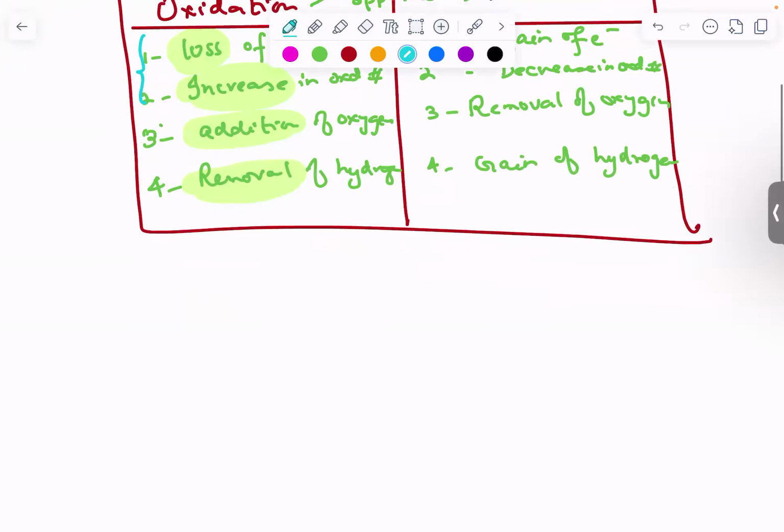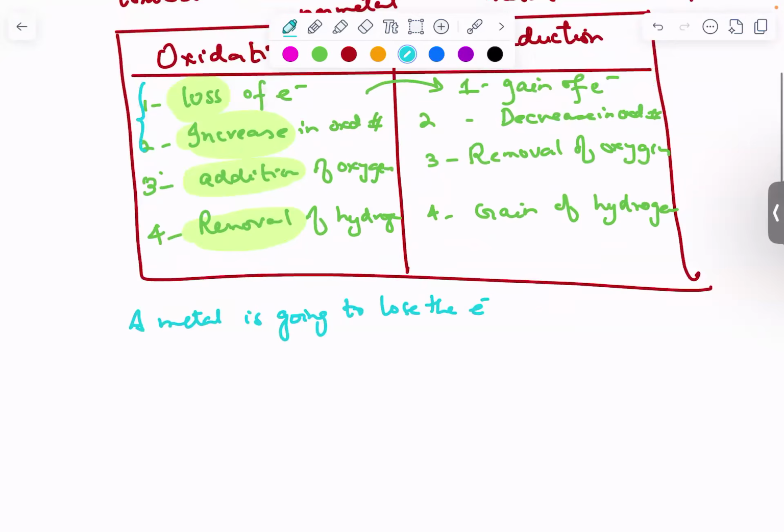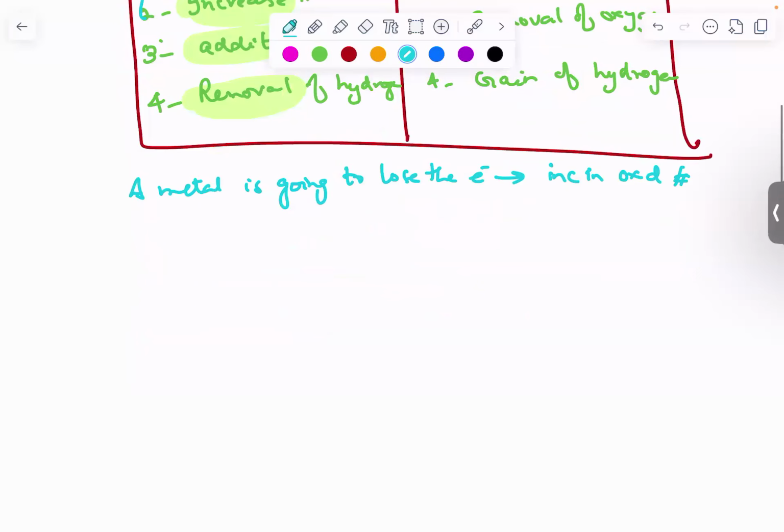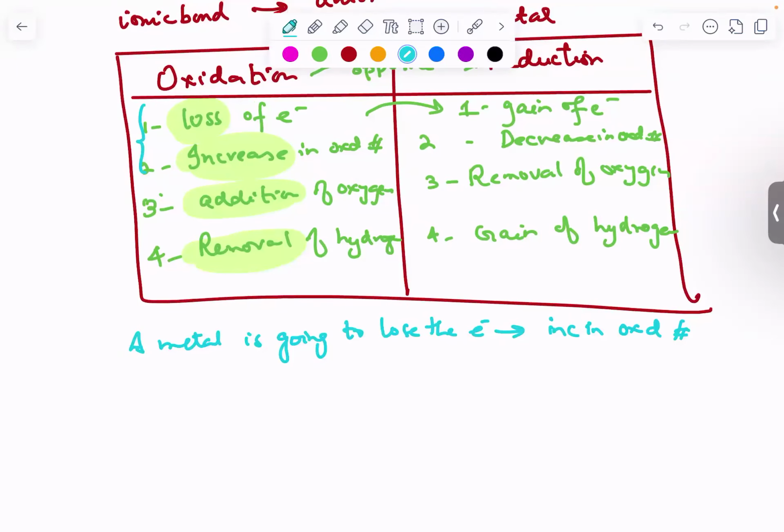That means if a metal is going to lose the electrons, that means, in other words, an increase in oxidation number. How is this so? Let me give you an example in which both of these things would work. I'm making a pair here and here. So I'm talking about the first two definitions of oxidation and the first two definitions of reduction.